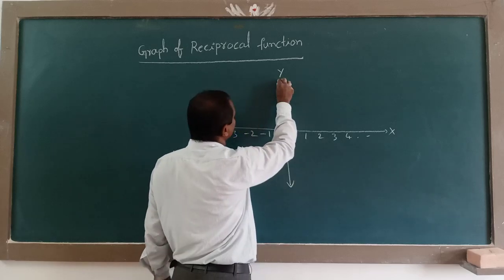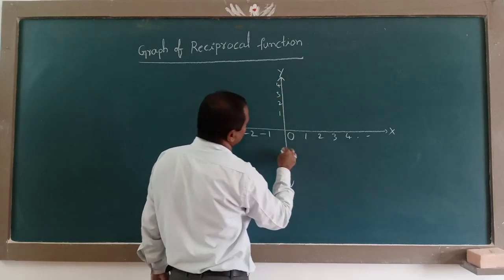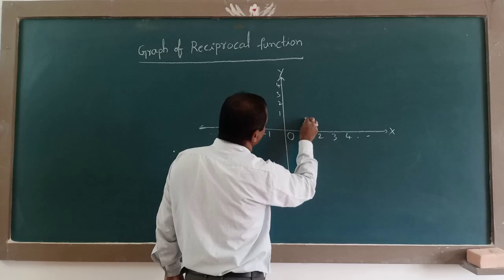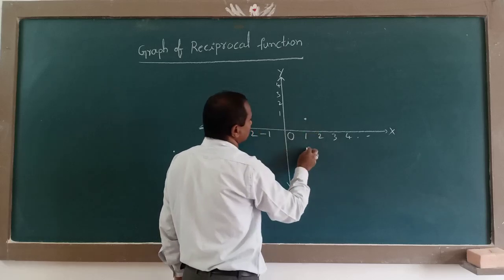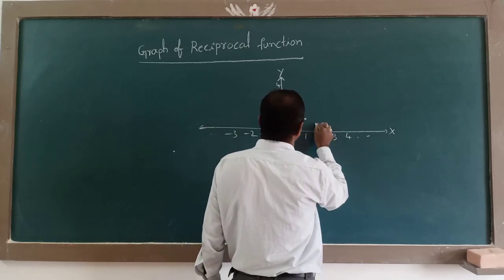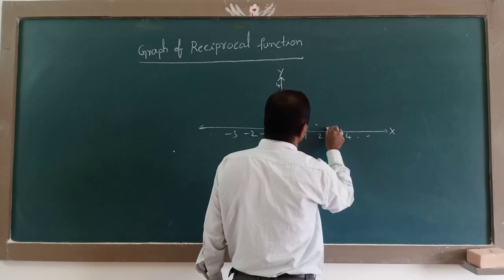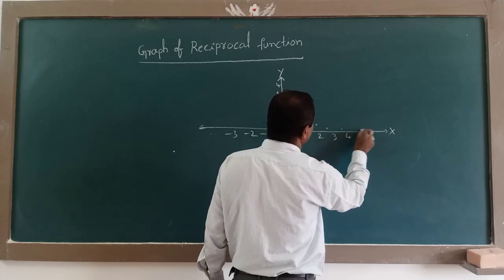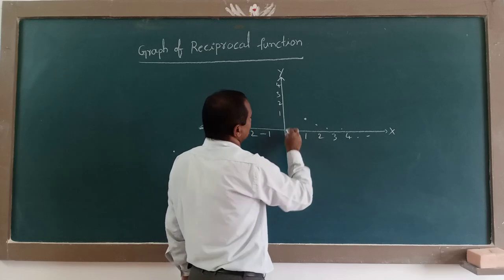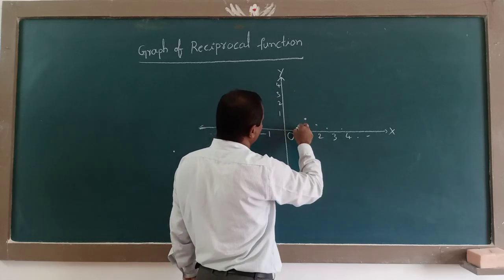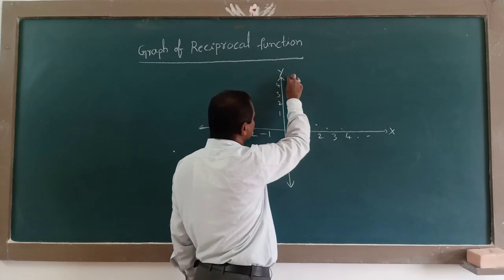That is, 1 by 1, here 1 will come. 1 by 2, 0.5 will come here. 1 by 3, 1 by 4, 0.25 like that will come. Here 1 by 0 is not possible. The graph will be like this.